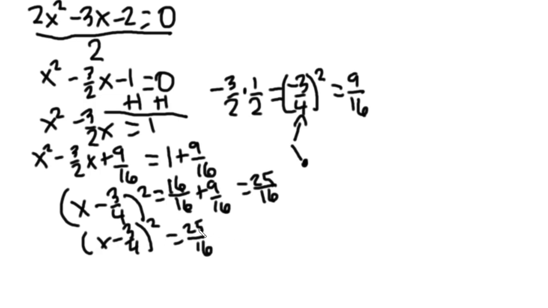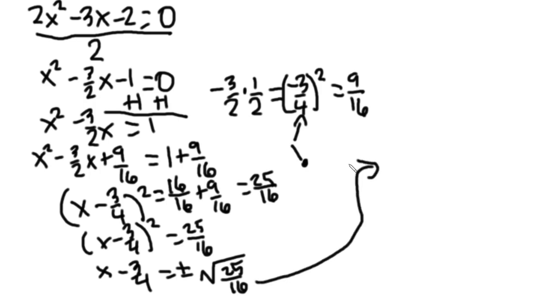Now we can take the square root of both sides, which leaves me at x minus 3/4 equals plus or minus the square root of 25/16. I'm going to come over here to finish. So that gives me x minus 3/4 equals plus or minus, the square root of 25 is 5. The square root of 16 is 4. That should be equal.